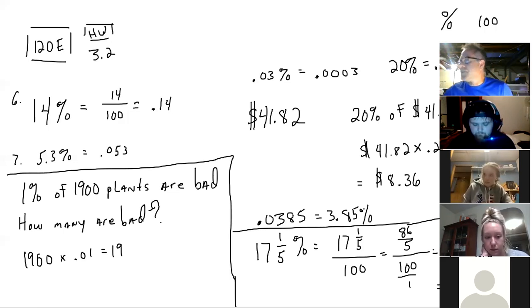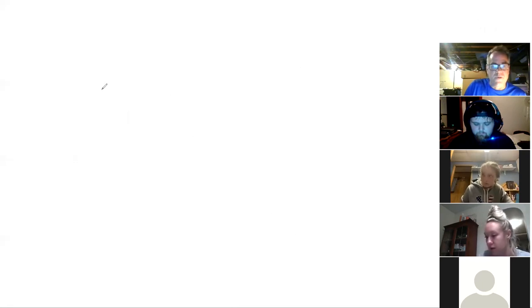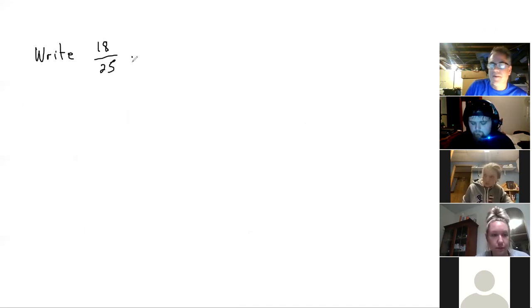All right, let me see if there's any others. Okay, here's one we haven't looked at yet. Turn the page. We are going to write 18 over 25 as a percent. All right, so that is our goal.